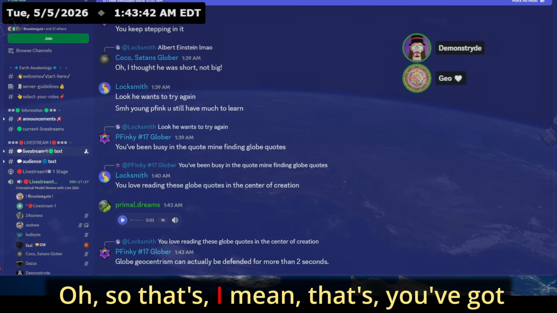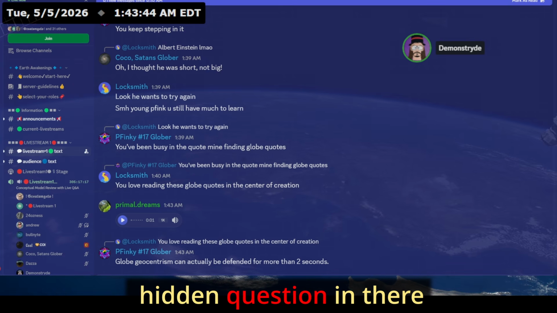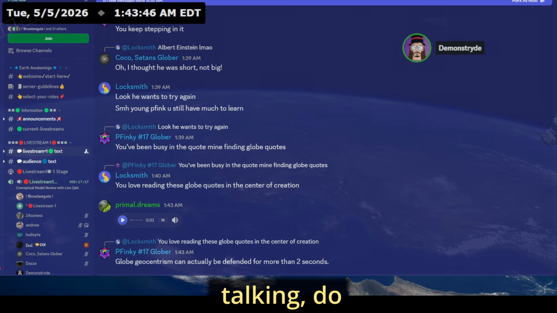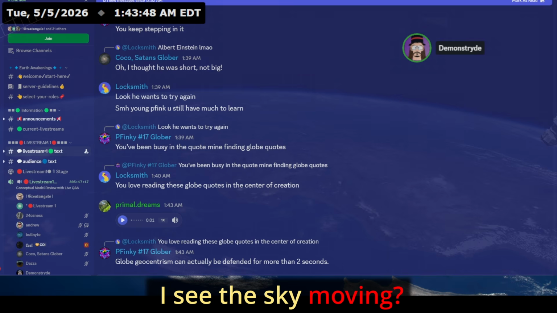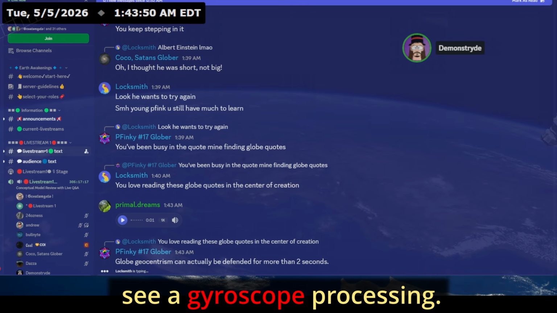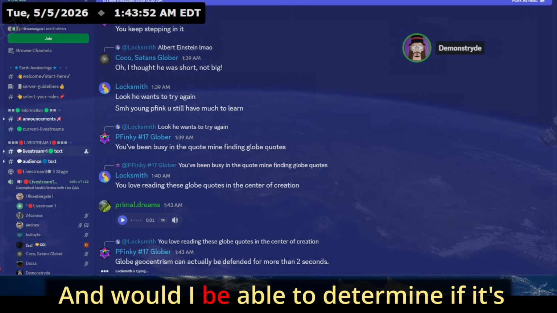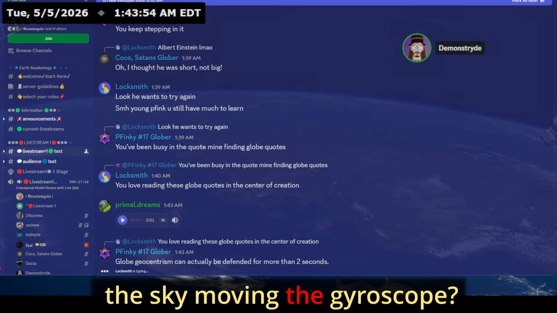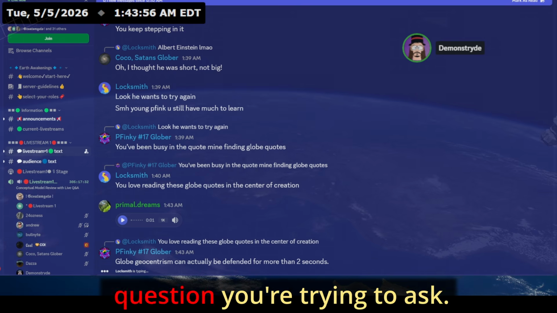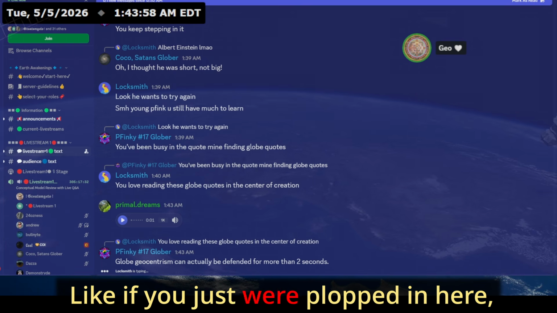Oh, so you've got a hidden question in there, because if you're asking whether I see the sky moving, I'd also have to see a gyroscope processing, and would I be able to determine if it's the sky moving the gyroscope? I think that's the actual question you're trying to ask. Yeah, like if you were just plopped in here.